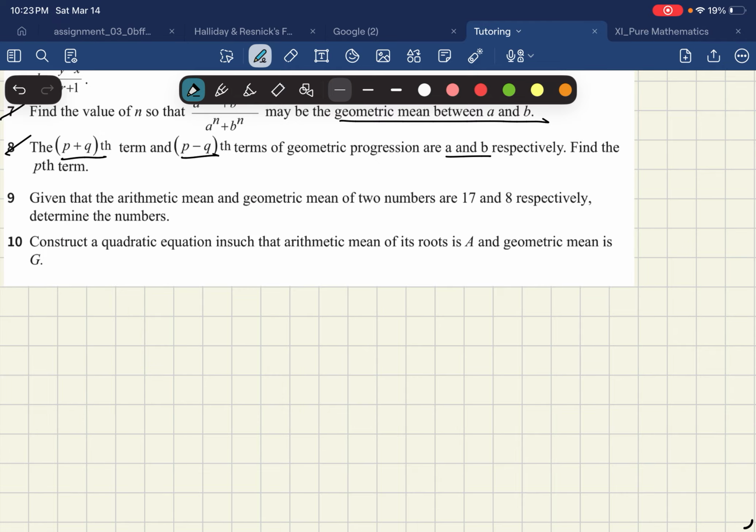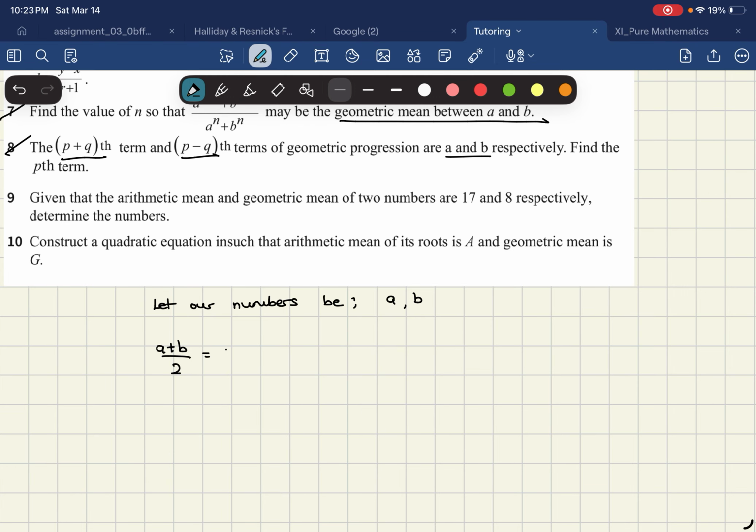Question 9. Given that the arithmetic mean is 17 and the geometric mean is 8, let's let our numbers be a and b. So the arithmetic mean between a and b is just a plus b divided by 2, and that is given to be 17. So I know that a plus b, if I multiply by 2 on both sides, is just 34. And I know that the geometric mean, square root of ab, is equal to 8. Or rather, a times b is 64 if I square both sides.